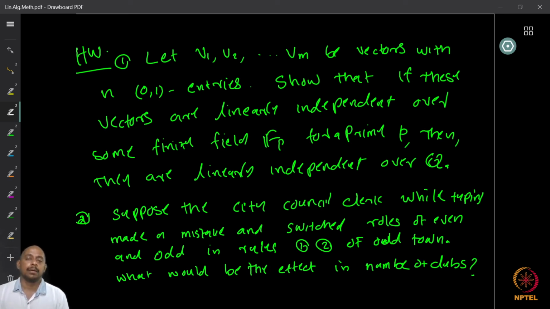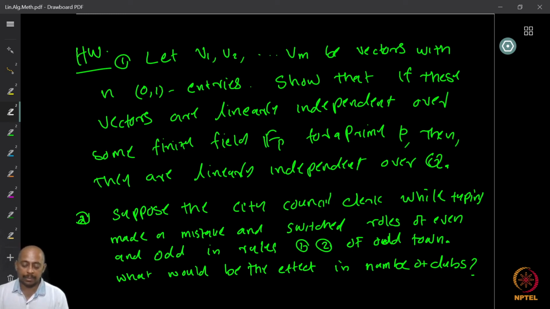Now the second question is that suppose the city council clerk made a mistake when he was typing the rules. He switched the roles of even and odd in rules 1 and 2. So rule 1 now says that every club must have an even number of members, and rule 2 says that any two clubs have an odd number of members in common.